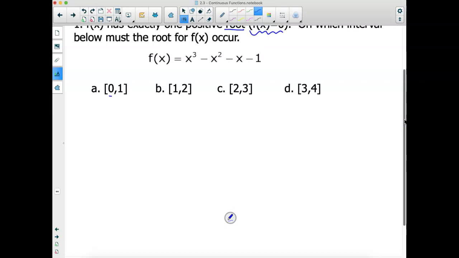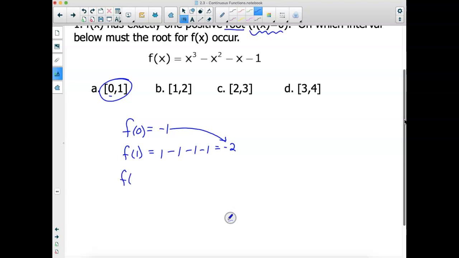So what is f of 0? F of 0 equals -1, right? Okay. What is f of 1? Well, f of 1 is going to be 1 minus 1 minus 1 minus 1, which equals -2. If I go from -1 to -2, did I cross the x-axis between here? I may have. I don't know the function. It's possible, but it's not guaranteed. Okay, so I'm going to move on to the next one.